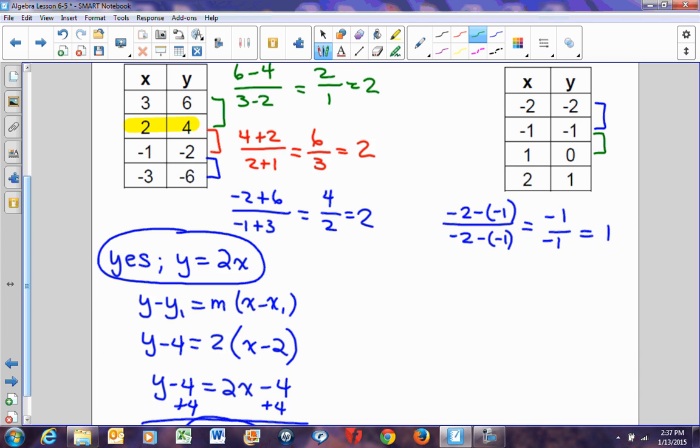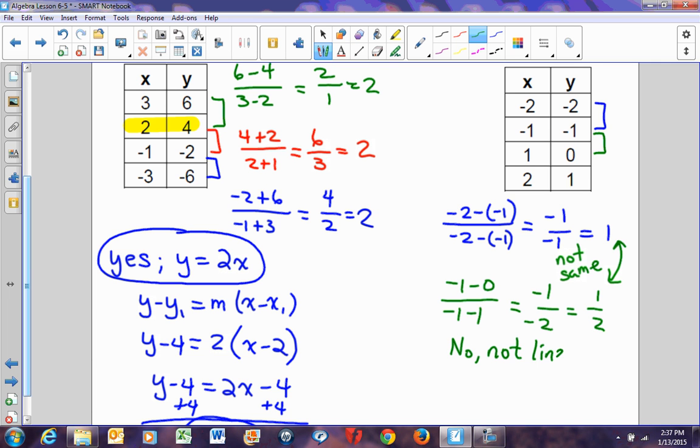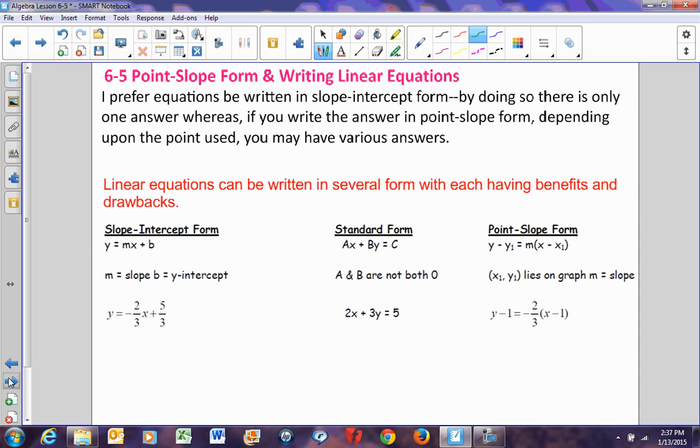Let's look at the second set of points. So these points right here. I have -1 minus 0 over -1 minus 1. -1 minus 0 is -1. -1 minus 1 is -2, so this becomes 1/2. These are not the same. Since they are not the same, it does not show a linear relationship. There is no relationship, so it's not linear. Simply done. If there is no constant rate of change, it is not linear, and therefore you can't model it in a linear equation.